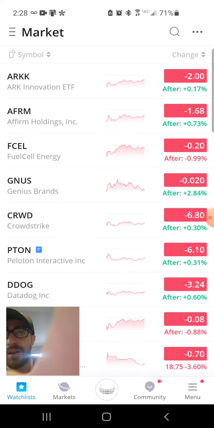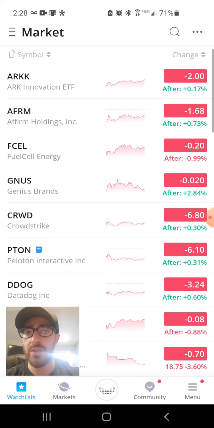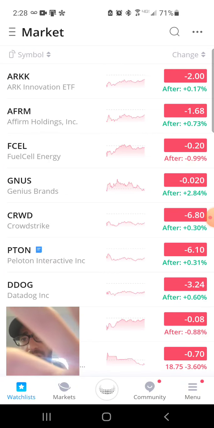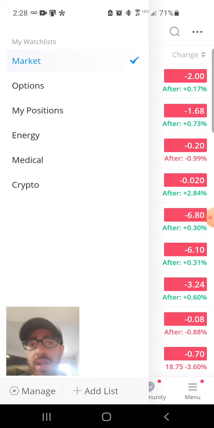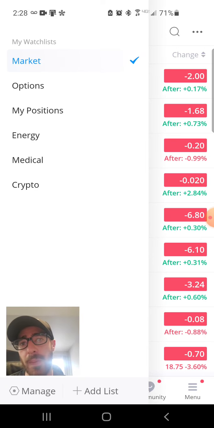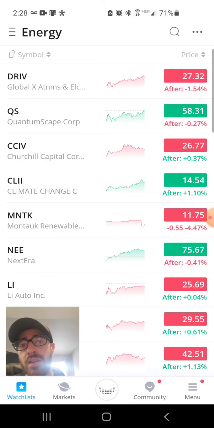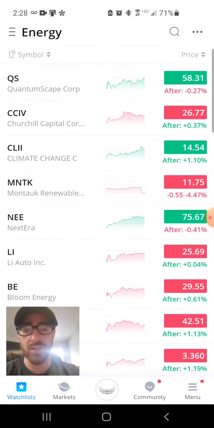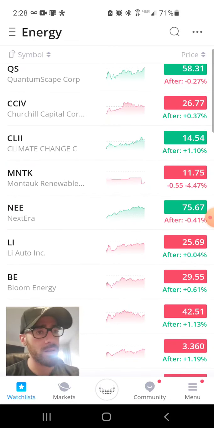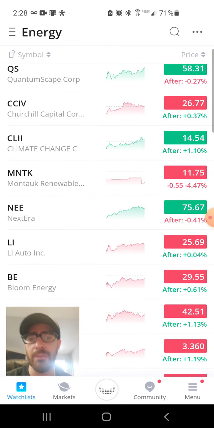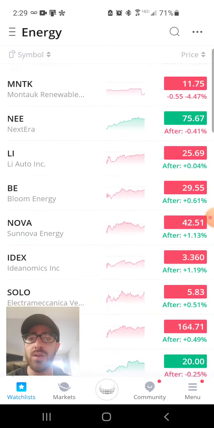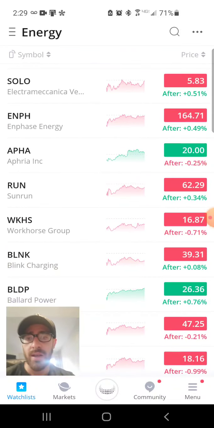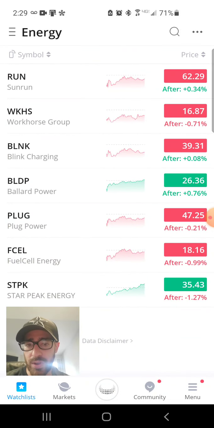If I go into my top left and click, we call it the hamburger, let's take a look at my energy watch list. Okay, so here's all the energy stocks. Due to the current administration and just a personal passion, I'm interested in green renewable energy. I think it's very important. So I'm watching some of these stocks, and I want to see what they're doing.